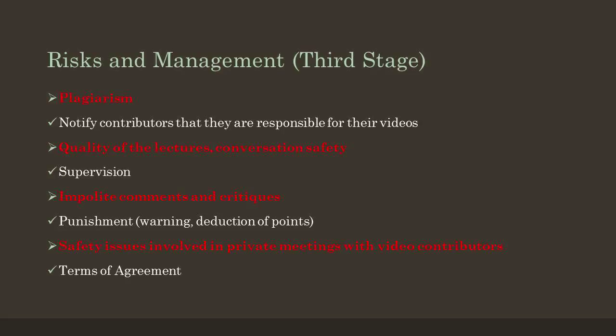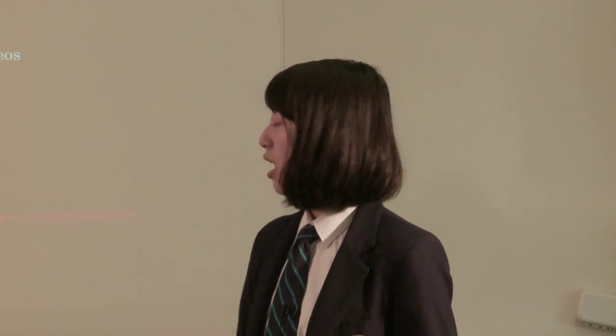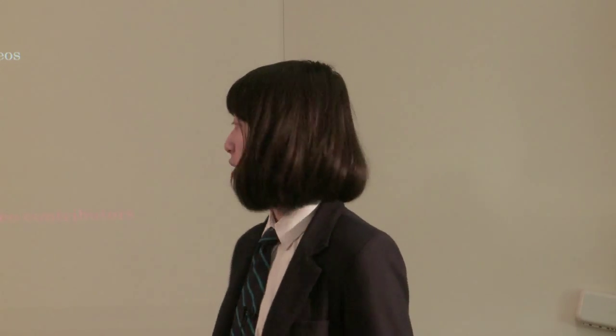Implied comments and critiques are immediately deleted in the discussion thread or blogs, and some punishment will be given to some of the critique makers. There will be a deduction of points, and at the same time, they will be warned. If they are warned more than 3 times, then they are prohibited from making future comments. At the same time, learners have the opportunity to have private meetings with video contributors or other professors, and risks that happen during that stage are beyond our control, so they are notified under the terms of agreement.